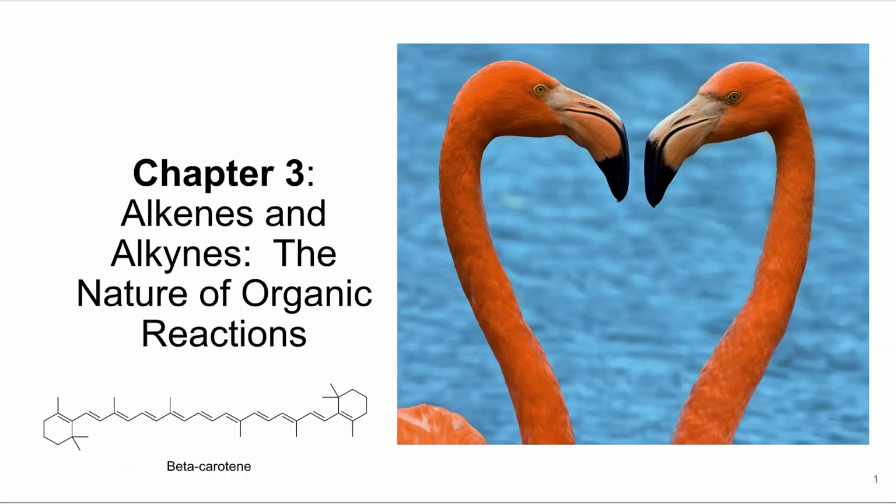In Chapter 3, we'll be looking at alkenes and alkynes and how they can become parts of organic reactions. In the picture here you see flamingos, and if you're not familiar, the color of flamingos, that pink color, comes from their diet, which consists of beta-carotene. You can see the structure of beta-carotene there has several double bonds, and that is a chemical compound that is responsible for that pink color in the flamingos.